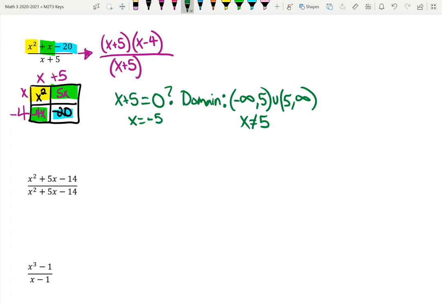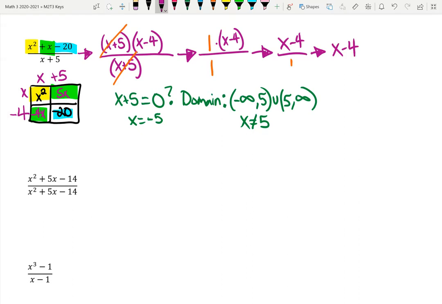After identifying the domain, I'm able to simplify, and I see a common factor of x plus 5 and x plus 5. I'm going to show you one more time, and after this, I'm no longer going to write the step, but they both become a 1 times x minus 4. This becomes 1 times x minus 4, which is x minus 4 divided by 1, which just cleans up to be the factor of x minus 4. Getting the hang of this?